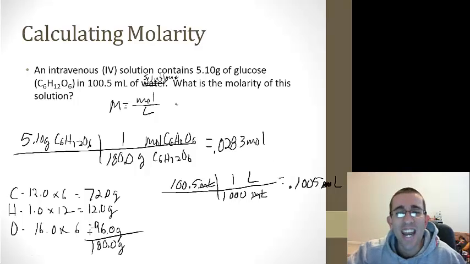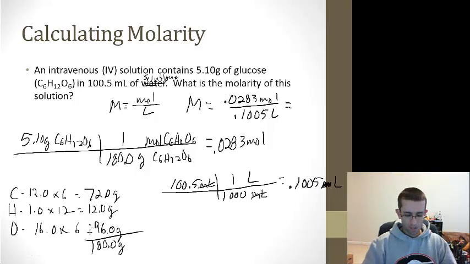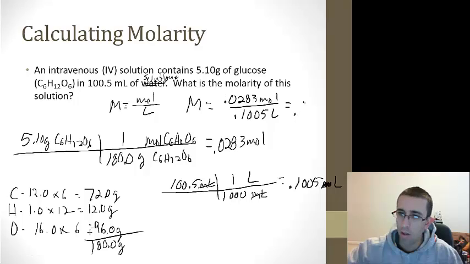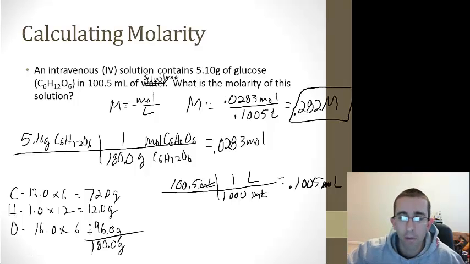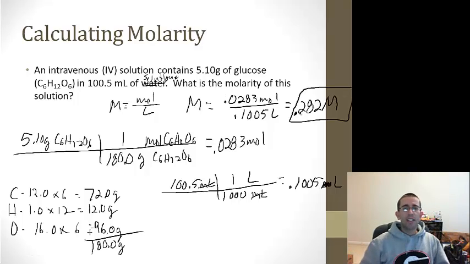0.1005 liters. Now I can plug it into my equation. 0.0283 moles divided by 0.1005 liters. 0.0283 divided by 0.1005, and we get 0.282 molar solution. Notice I put a capital M there. I've got moles over liters, which is molarity. And there is my answer for this one.